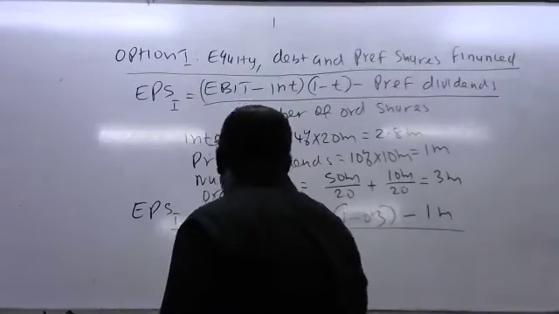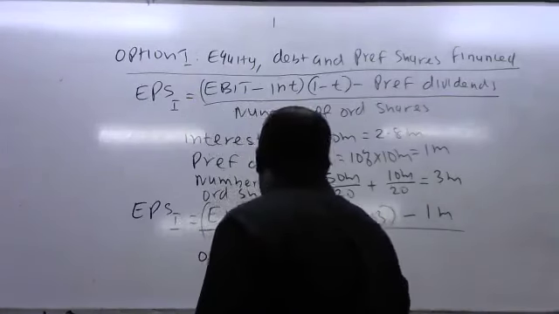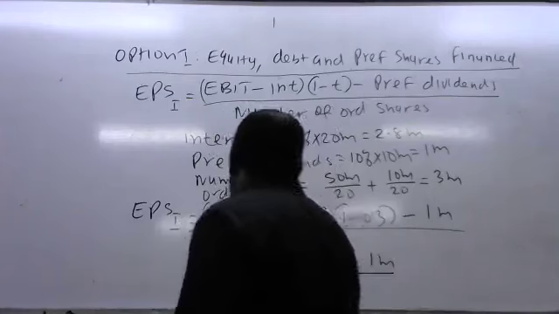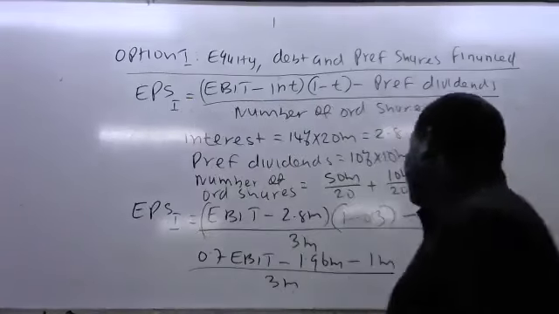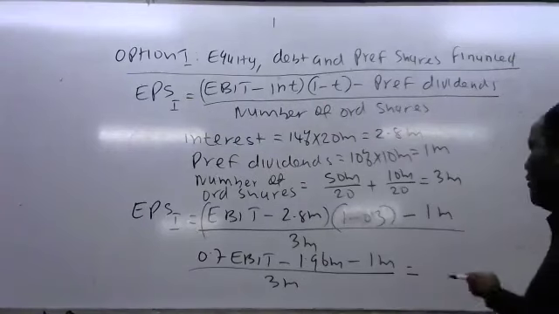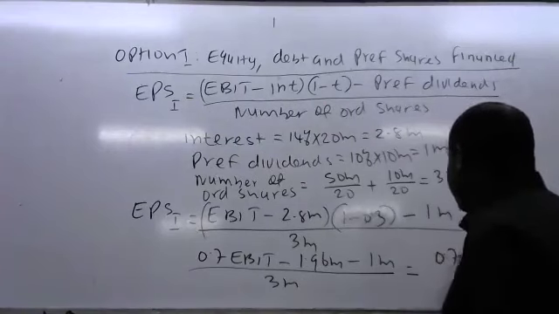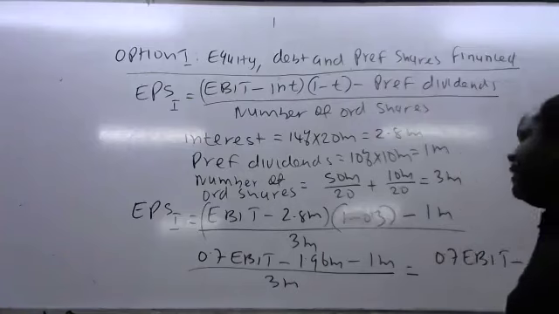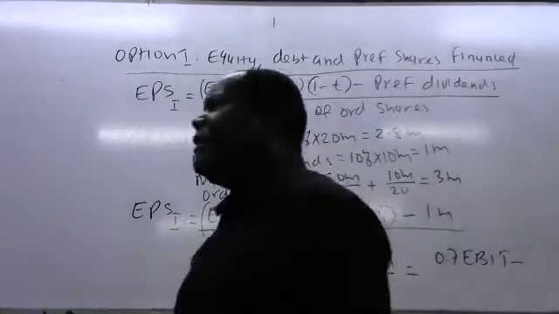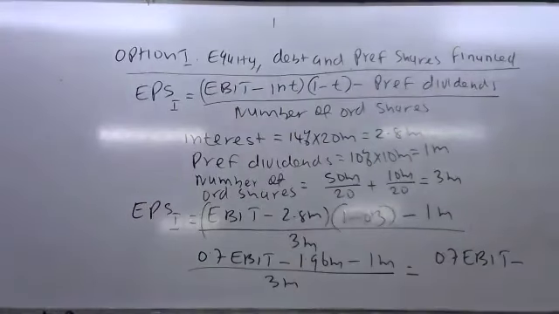1.96 million, we also minus 1 million. Then we divide by 3 million. So finally, we simplify the equation. It will be 0.7 earnings before interest and tax. Then minus 1.96 million minus 1 million.